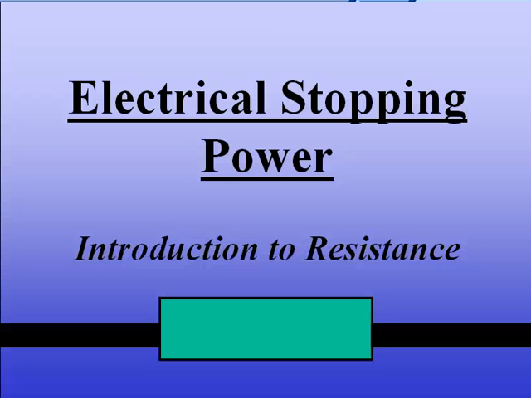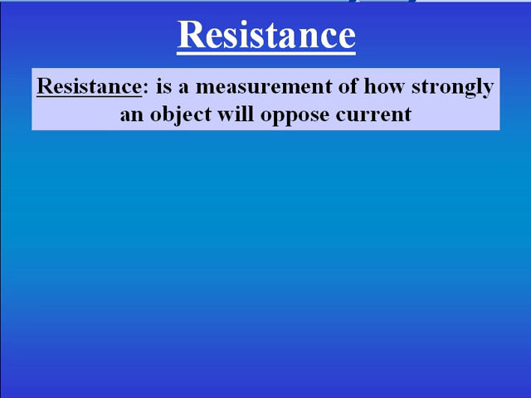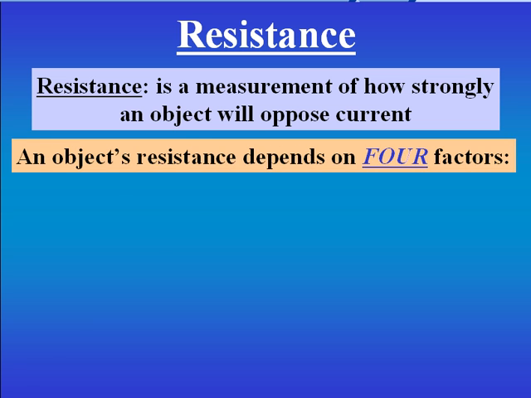Hey gang, another lesson on electric current, and now we have electrical stopping power, the introduction to resistance. Resistance to the flow of current is simply what happens inside of a circuit. Notice in this visual, the current is moving and then it slows down tremendously in the resistor. So what is resistance? Resistance is a measurement of how strongly an object will oppose the flow of current. You could think of it a little bit like friction, although it's not friction.